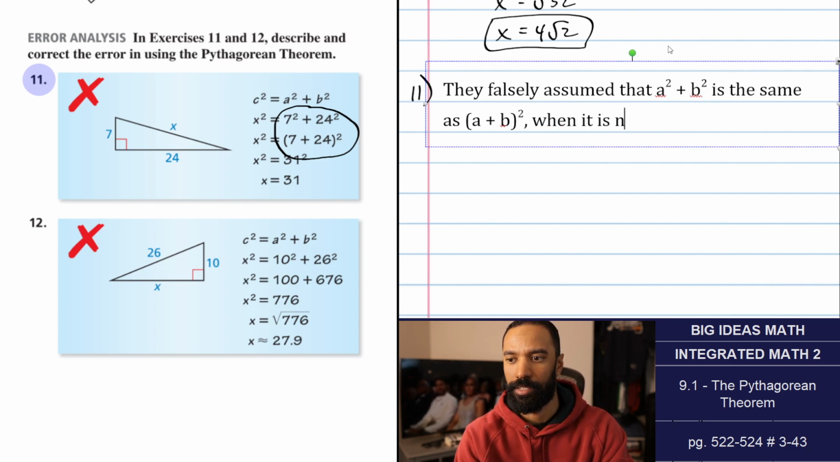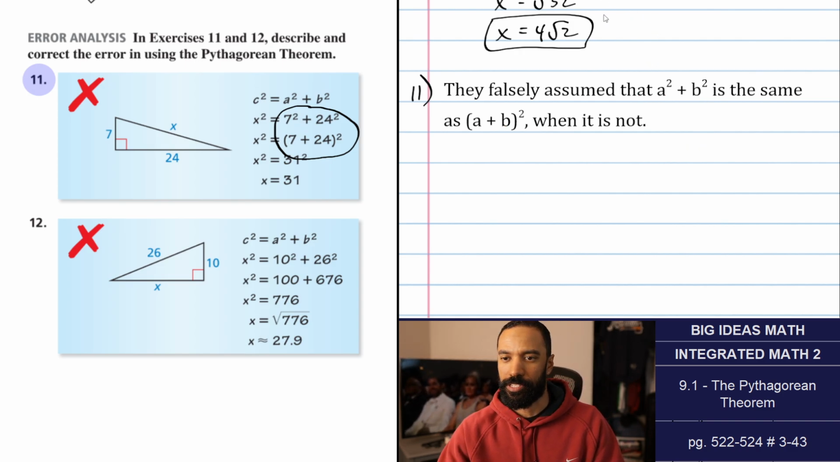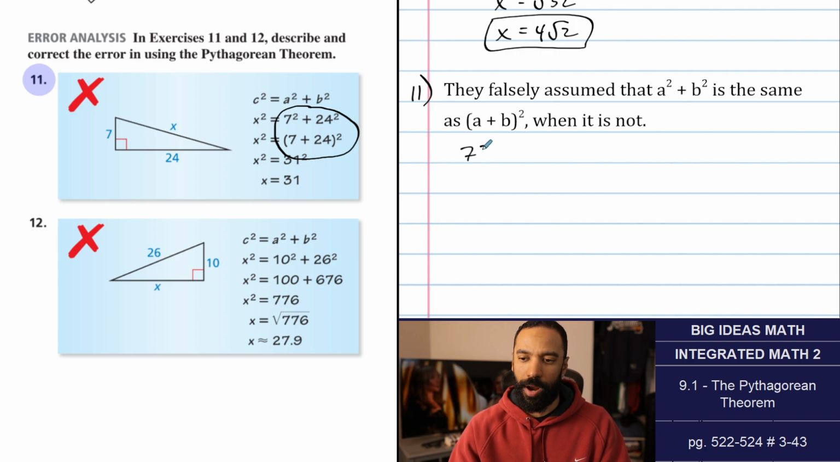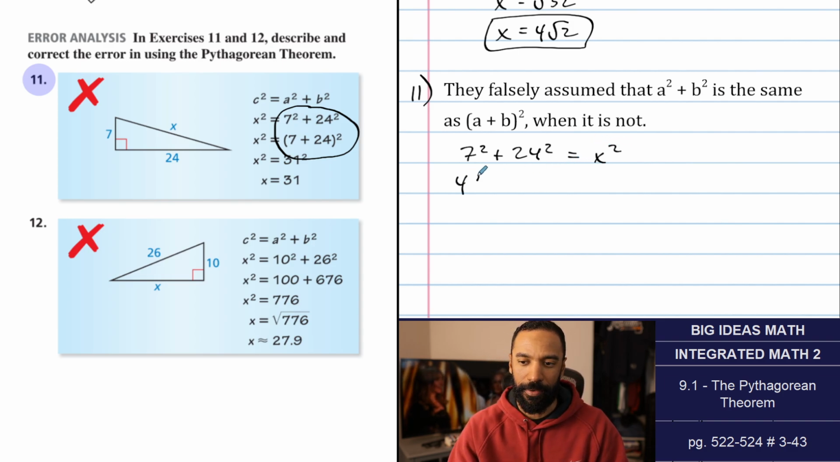When it is not. So that's the error. Let's fix it. Let's say 7 squared plus 24 squared equals x squared. And by the way, this answer should be 25. It's a 7, 24, 25 Pythagorean triple.